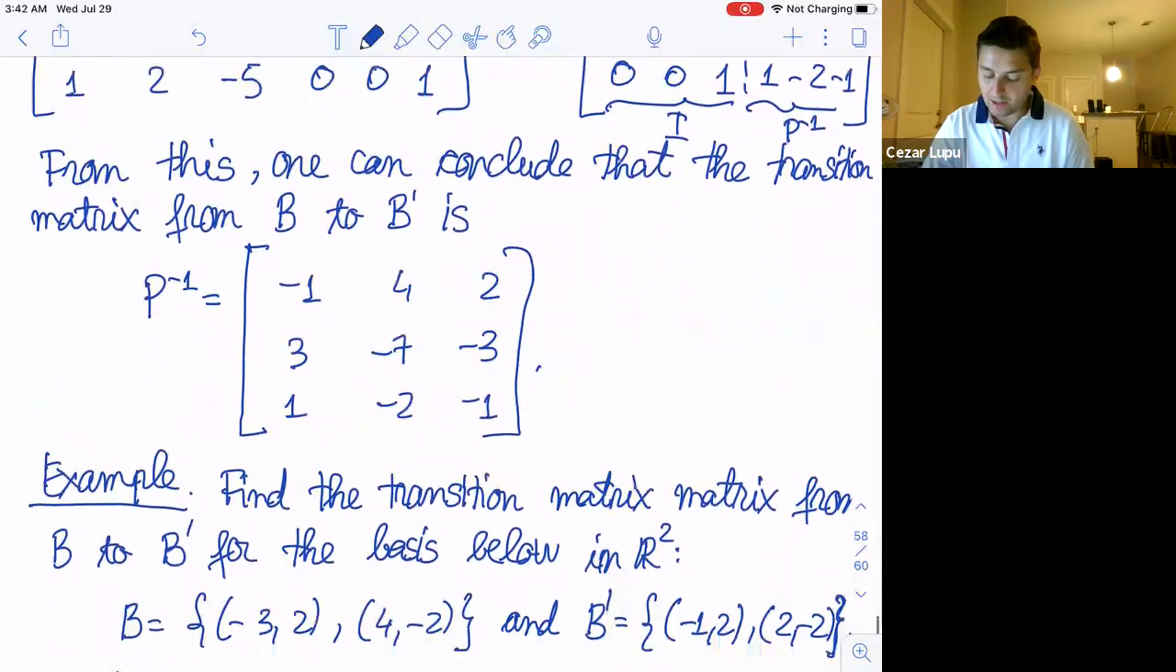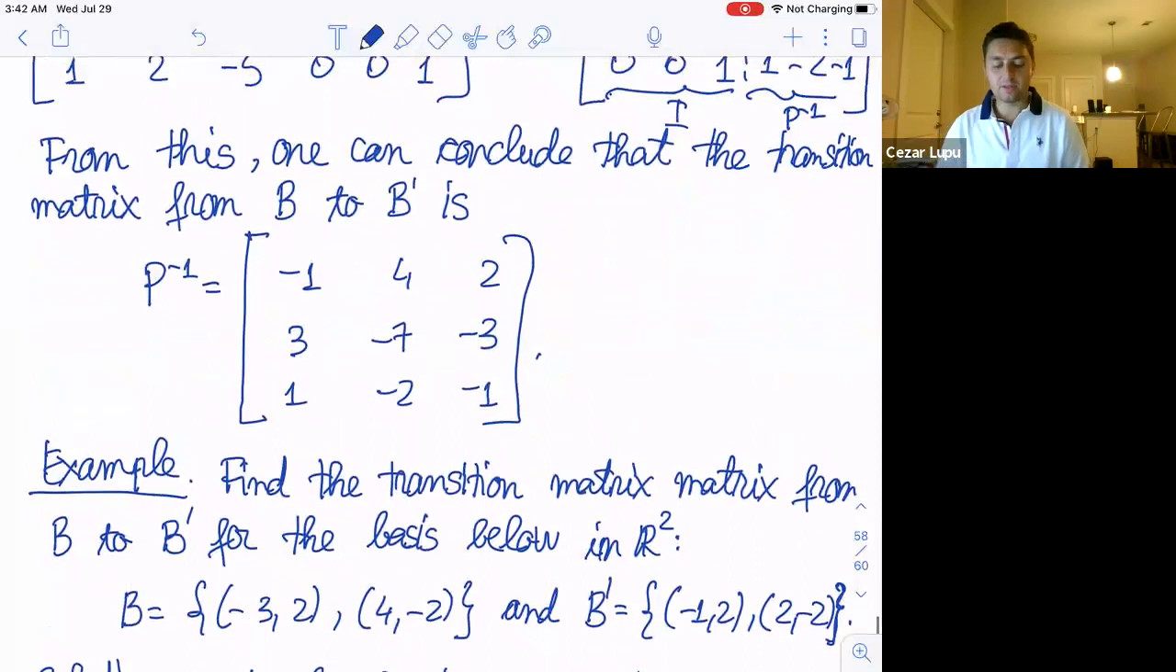All right, let's see another example. And this time I'll take two bases in R2. And again, I want to find the transition matrix. Why did I write it twice? Wow. Well, anyway. I don't know what I was thinking.